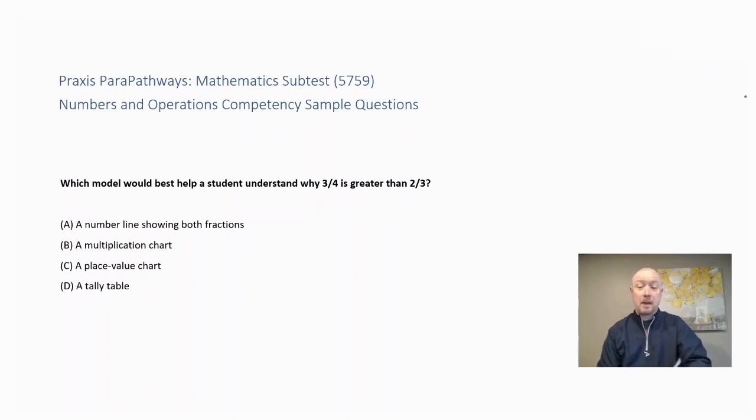All right, so let's eliminate some possibilities. I'm going to eliminate choice B. A multiplication chart would be good for teaching the basic concepts of multiplication, so I'm going to eliminate that. Tally tables, choice D, good for counting, but in this case here, we're not counting. Next, a place value chart, choice C, best when comparing whole numbers. So the correct answer here is choice A, a number line showing both fractions, so we can put them on the number line, showing where they lie on the number line between 0 and 1, let's say.